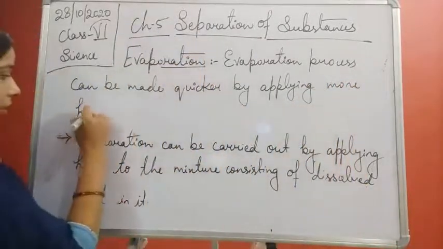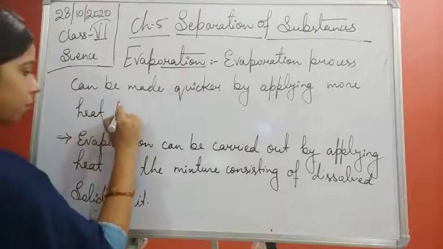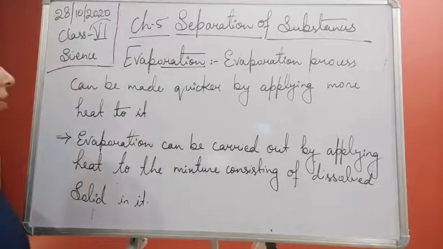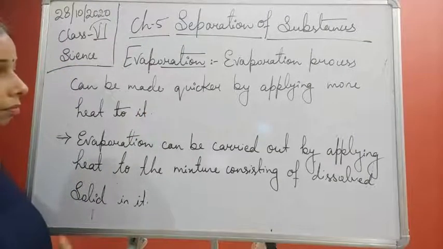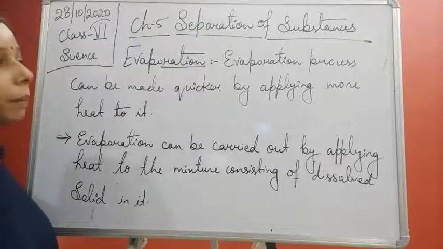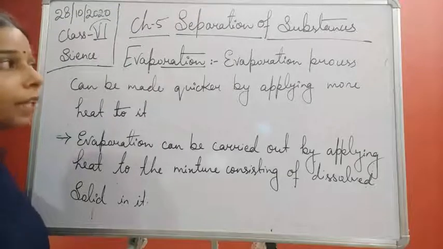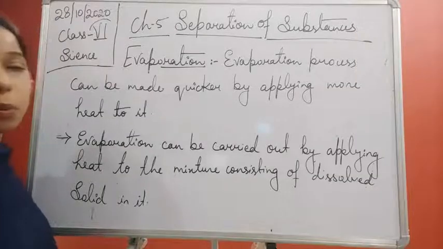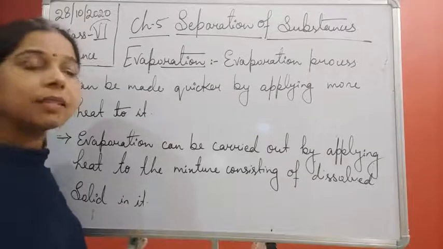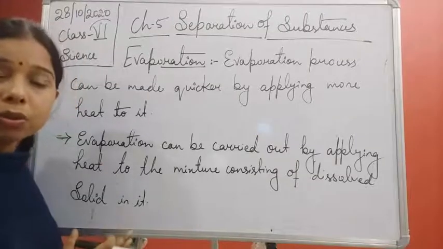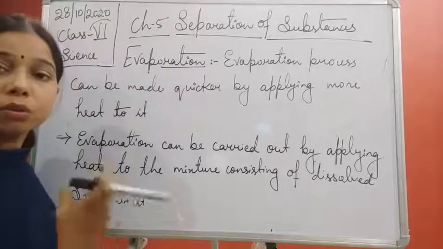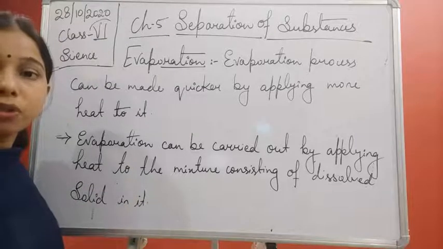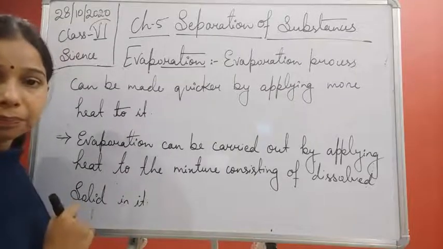By applying more heat to it. Okay, so the evaporation process can be made quicker. It can be increased by applying more heat. So basically we can say that the process of evaporation involves the conversion of water into water vapor, and this separation technique is used in separating the dissolved solid from the liquid. Okay, so we are able to separate both of them easily.